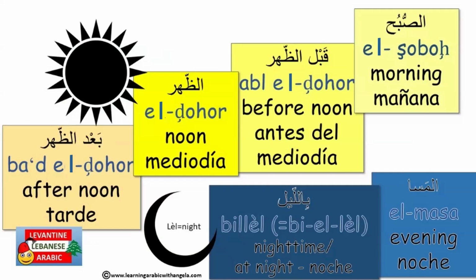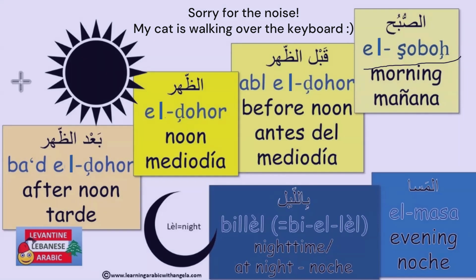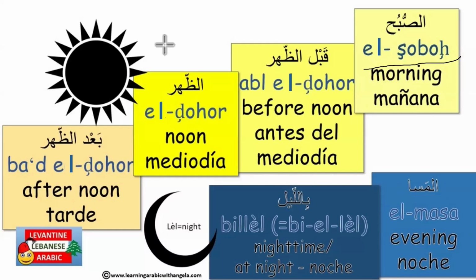Parts of the day, again to refresh your memory. الصبح. And we also have a period which is called قبل الظهر, before noon. ظهر is noon and قبل is before. So قبل الظهر. That would be somewhere like, for example, between, let's say 10:30, 11, 11:30, around that time, just before noon.